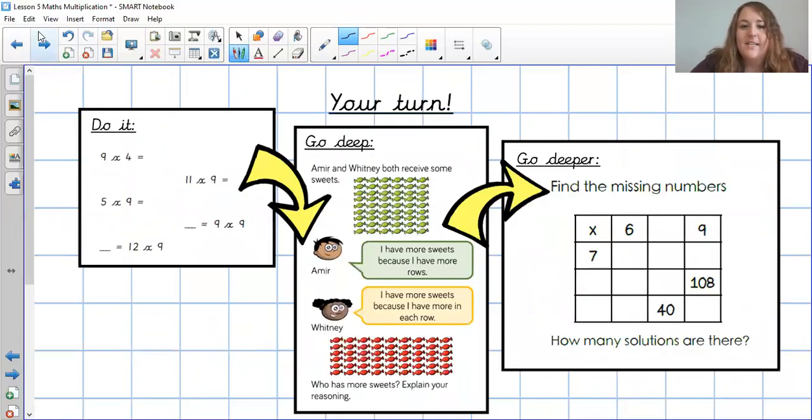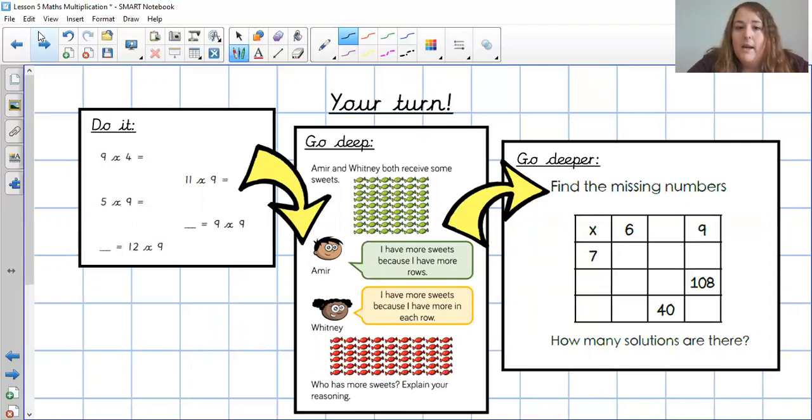Okay, for your activity today, you're going to have your do it, your go deep, and go deeper again. Your do it is just like we did when we practiced a few screens ago, having a go at answering those 9 times table questions. And then your go deep today, there's a problem solving activity.